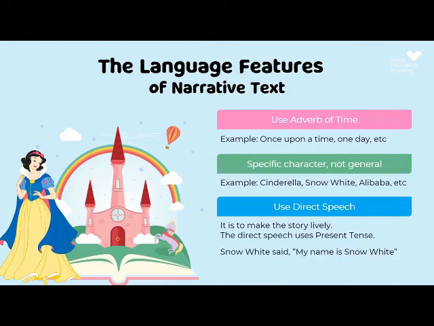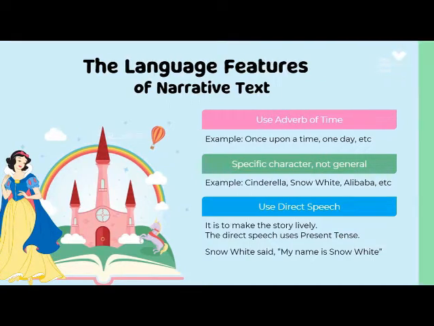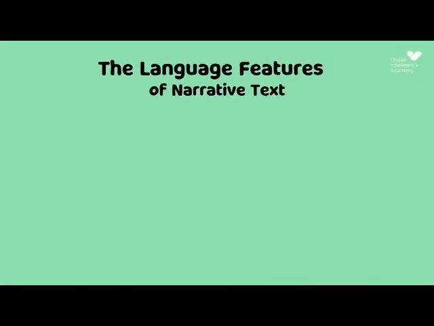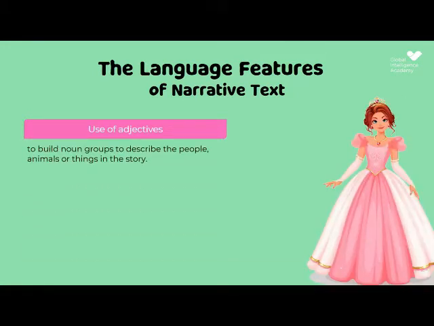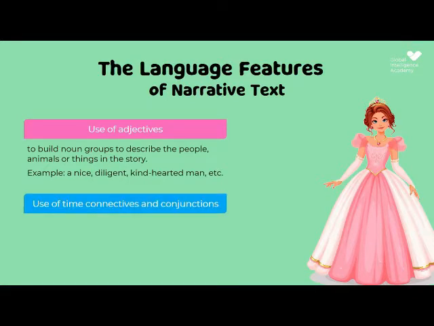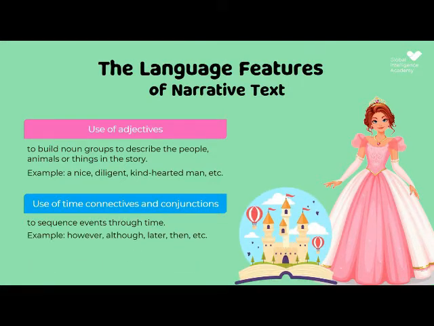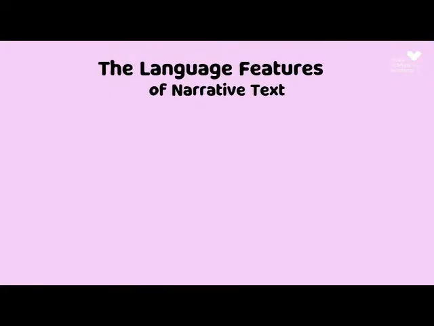And moreover, we use adjectives like beautiful, handsome, long, nice, diligent, kind-hearted man, and so on. And we use time connectives and conjunctions. This is to sequence events in chronological order. The examples are however, because, next, then, and so on.